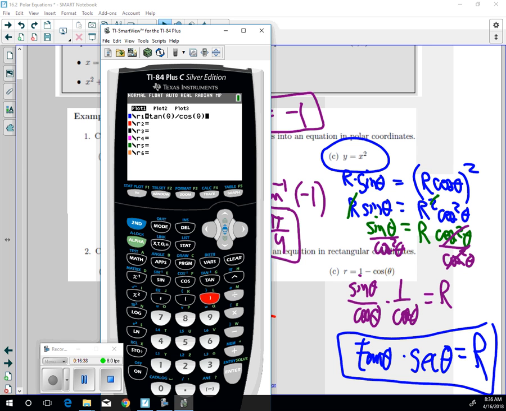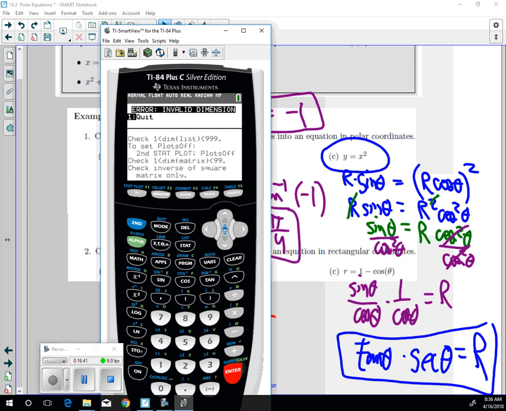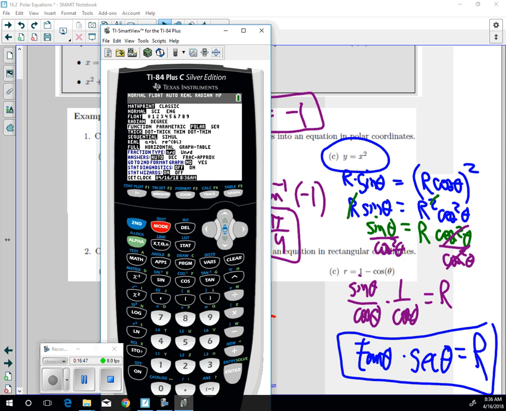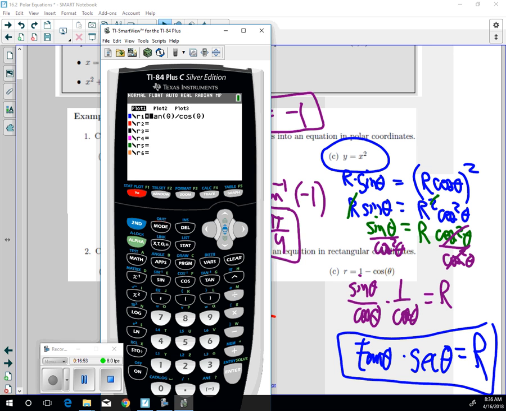You ready? This is so exciting. What just happened there? I think I know what it is. I'm in radian, I'm in polar. Sometimes you have to turn off your plot to graph these. I think I'm okay. Oop, zoom 6. That's not, I didn't type in y equal x squared. I typed in tangent theta over cosine theta. And it is a perfect parabola graph.